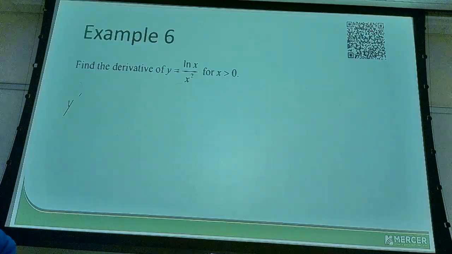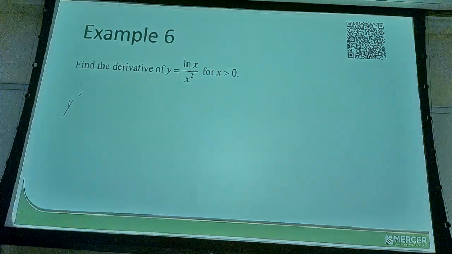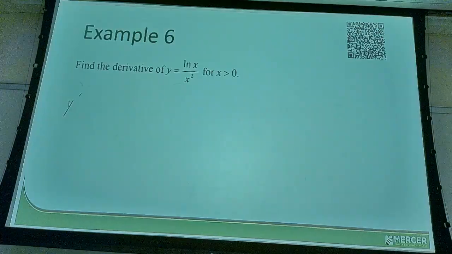So identify the type of function. This is the quotient. What is the quotient rule? Low d high minus high d low, over low squared. It's difficult to remember.